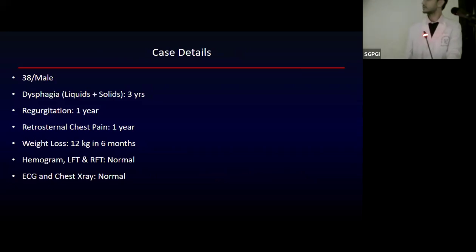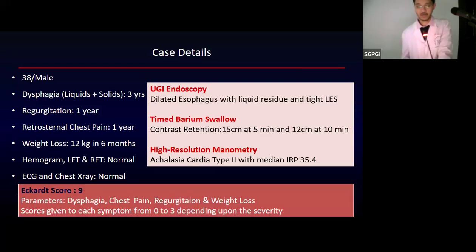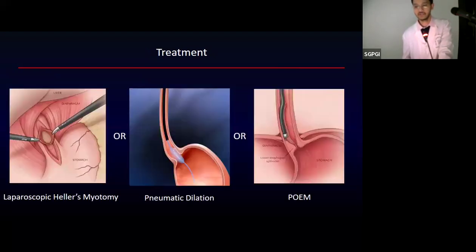So to see a related case, we had a 38 year old male who had dysphagia since 3 years for both solids and liquids, regurgitation for 1 year, retrosternal chest pain for 1 year, significant weight loss with normal blood parameters and ECG and X-rays. Further endoscopy revealed dilated esophagus and tight LES, barium confirmed significant contrast retention, and HRM confirmed the diagnosis of type 2 achalasia. The Eckardt score, which is used to grade the severity, was 9. It includes specific parameters. The highest score is 12. And in our patient, the score was 9, demanding the need for intervention.